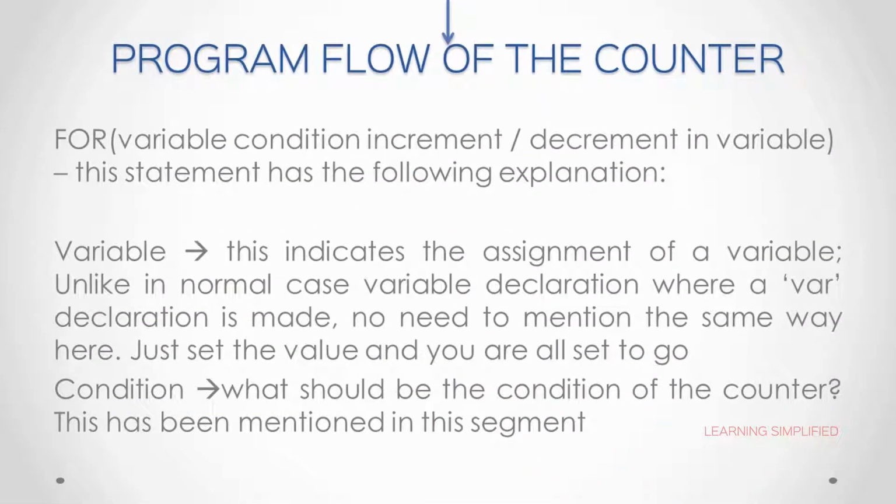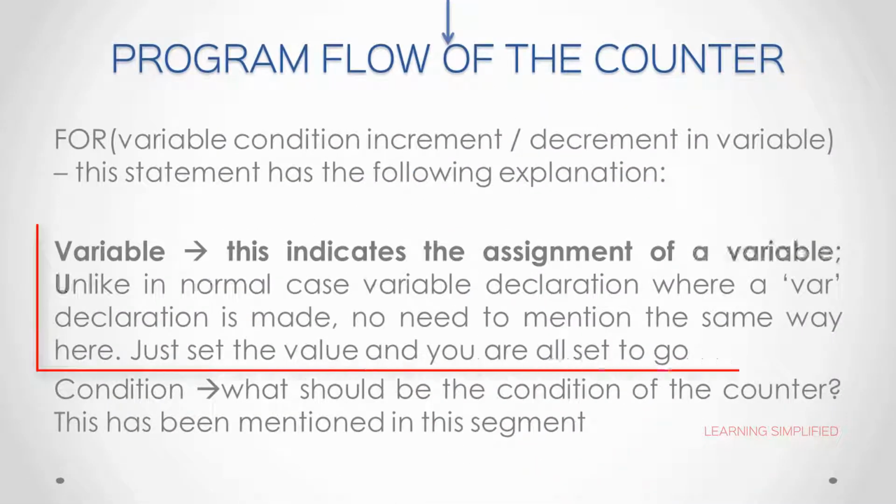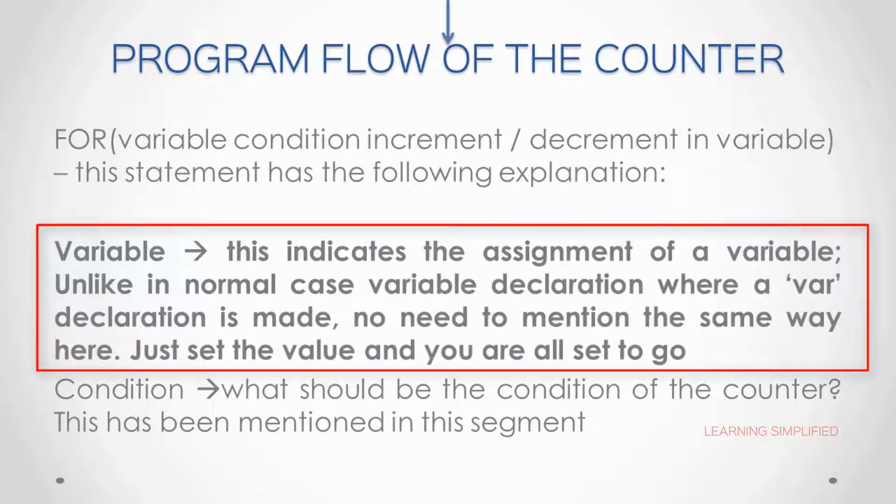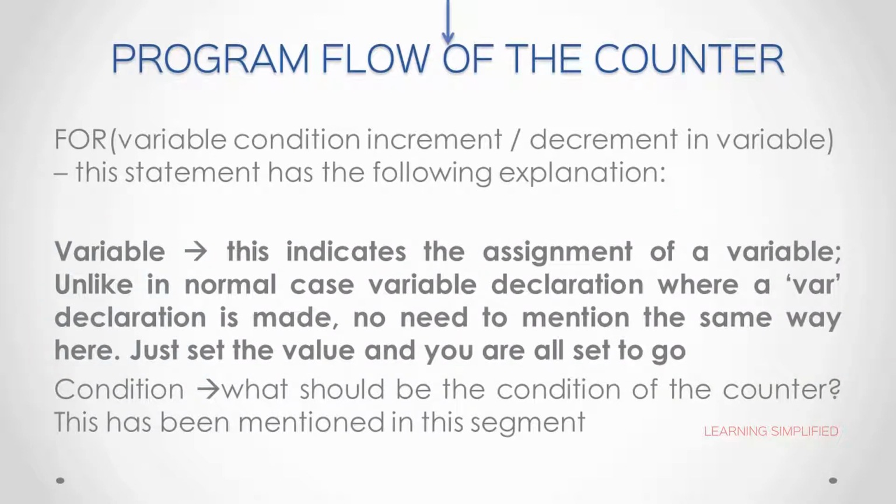The first thing that comes within this for statement is the variable. Now, unlike a normal variable declaration where var was used, there is no need to mention it the same way here. Just set the value and you are all set to go. As we have seen in the normal case, where a variable was declared using var ahead, no such thing is required in this particular case. All we need to do is just assign that variable and we are all set to go.